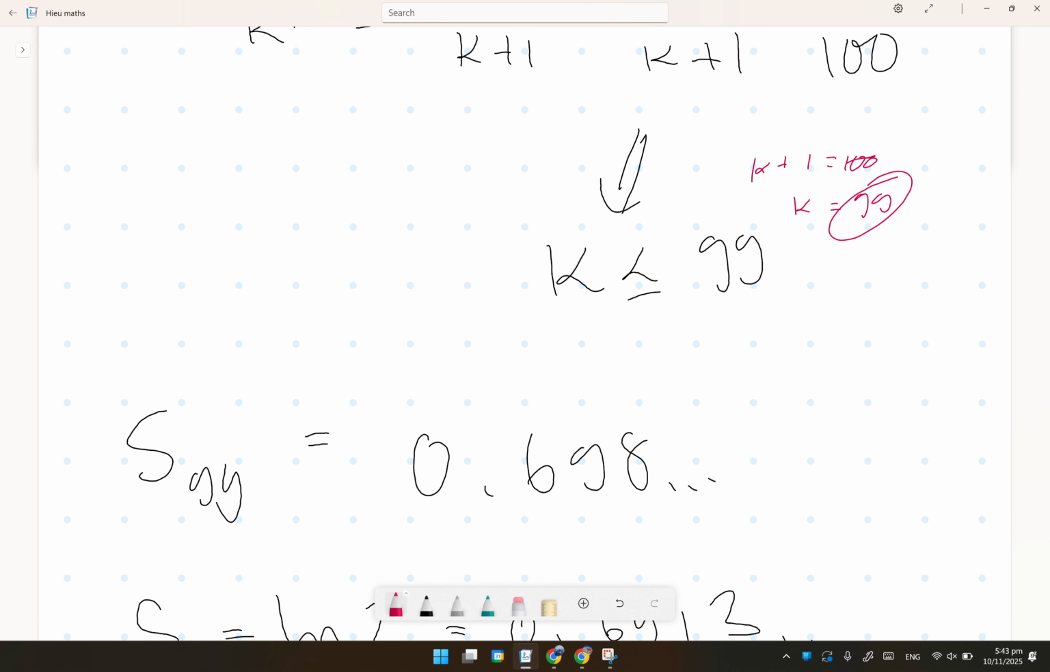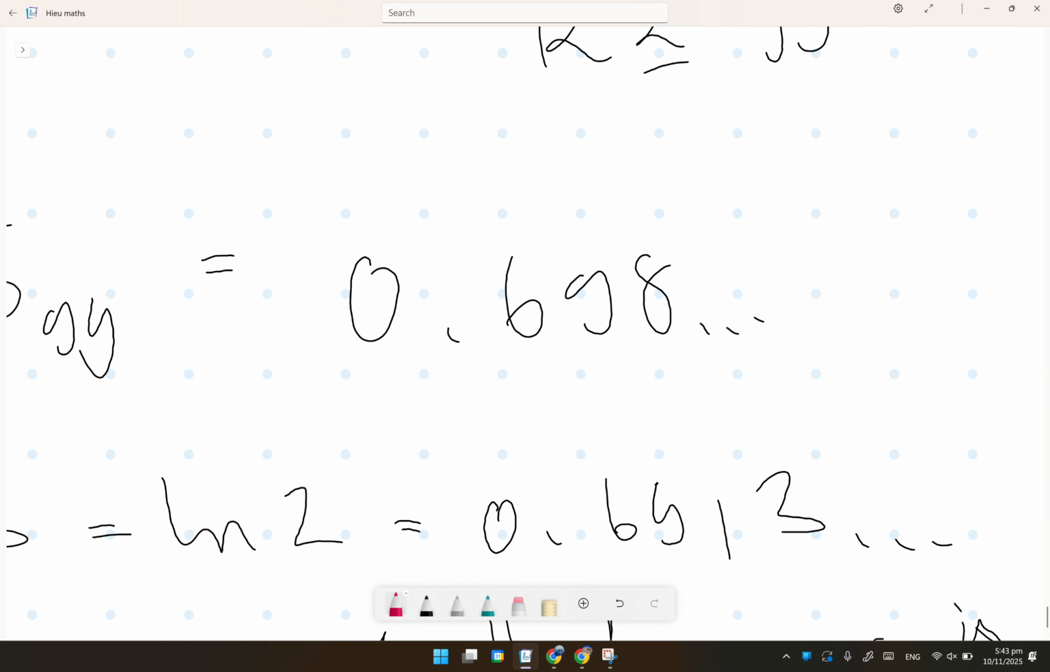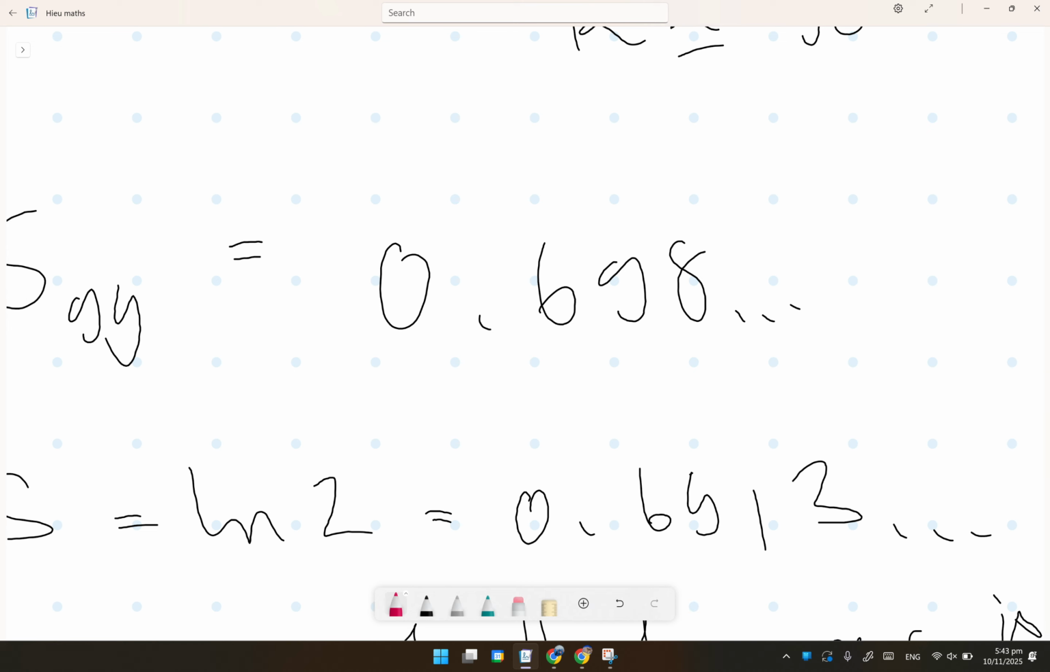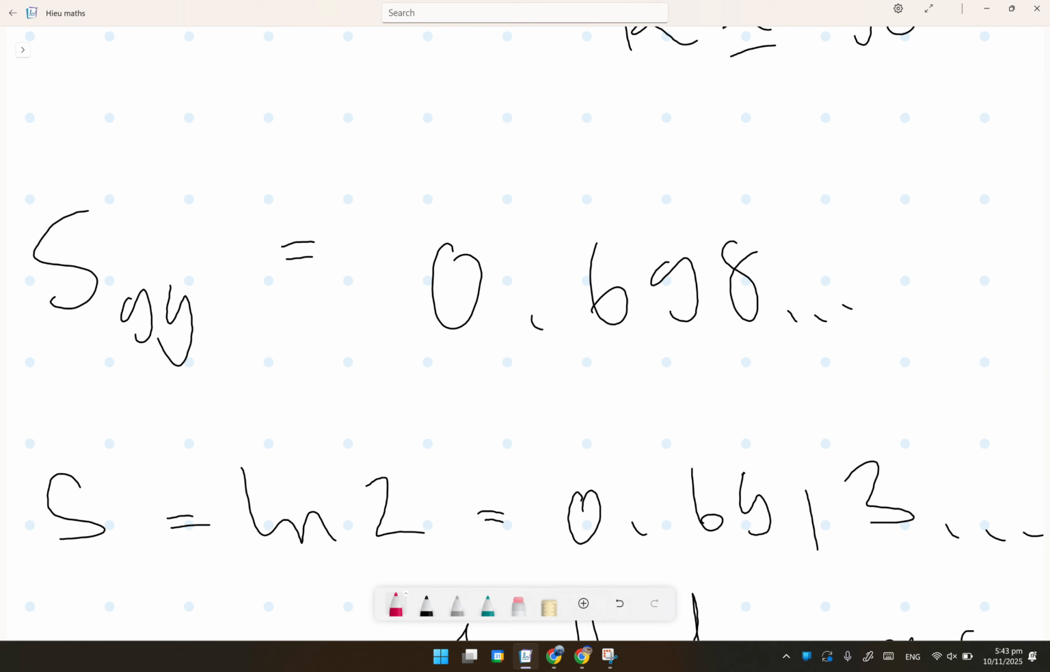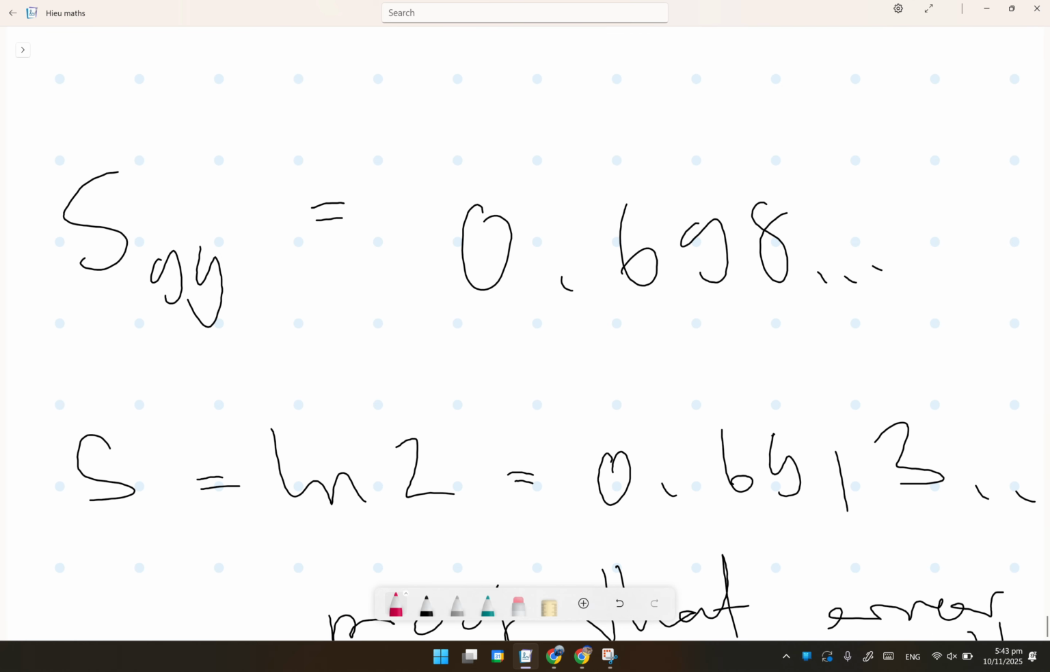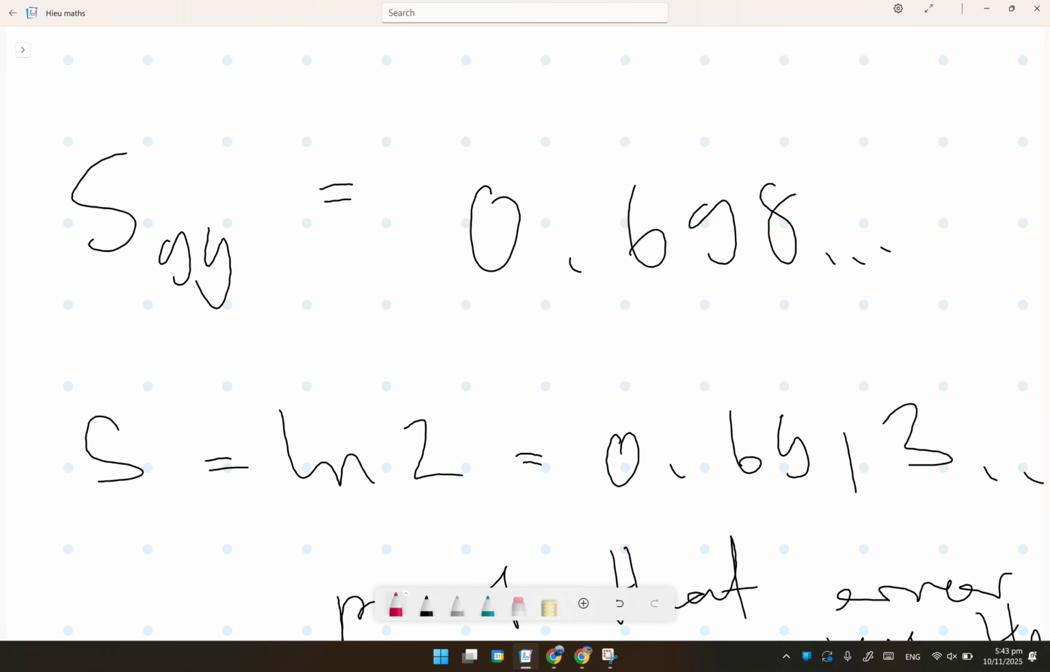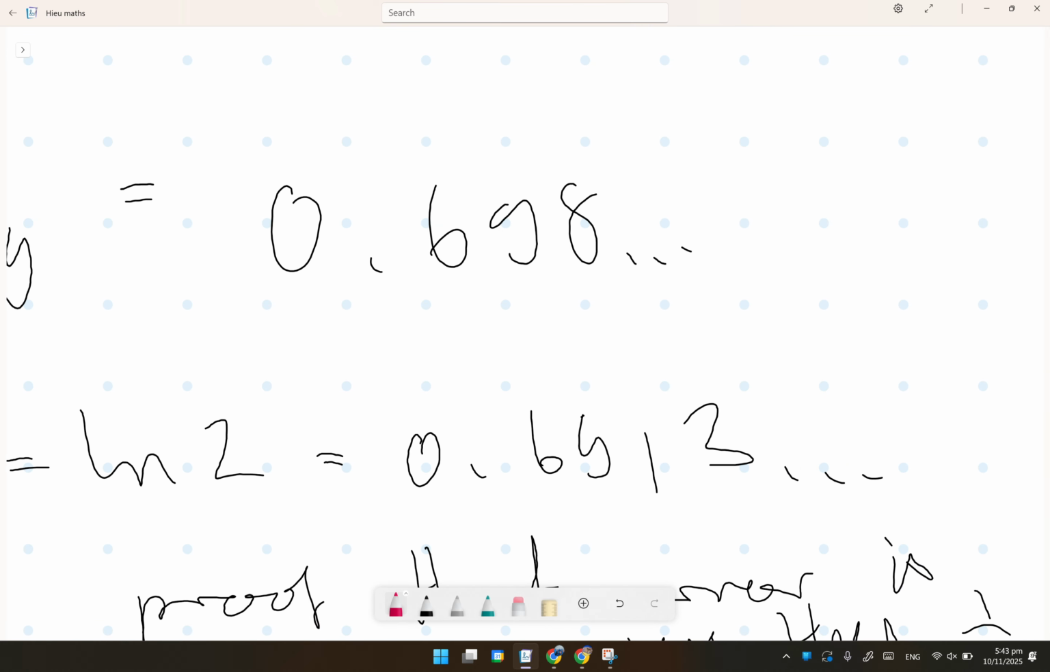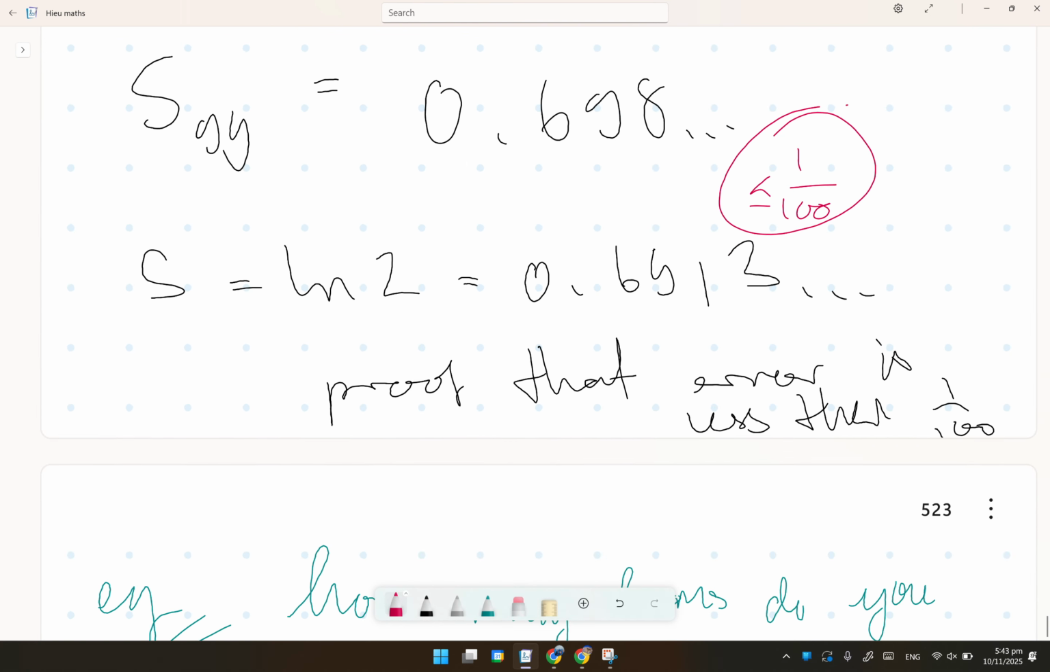And in class, we used the calculator to do it. Basically, you see how the sum of 99 is 0.698, and the sum to infinity is the ln of 2, which is 0.6913. So you can see how we're off by less than 1/100. The error is less than this, which is the whole idea of the equation.